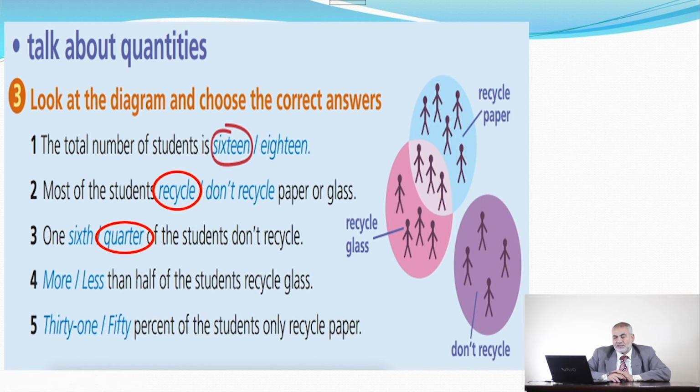recycle glass? Less. This glass, and who recycle glass? 4 and 3, 7. The half must be 8. So it is less than. Number 5, 31% or 50% of the students only recycle paper. 31%. 31%.